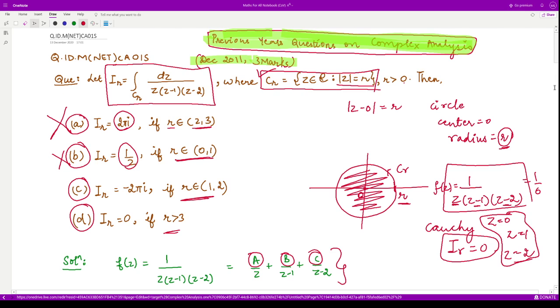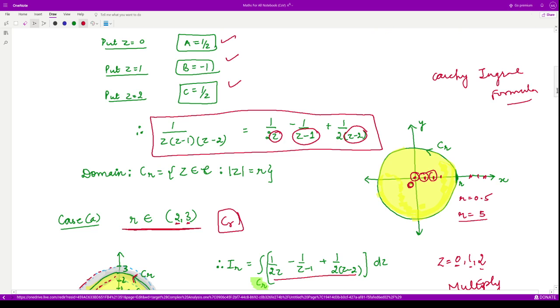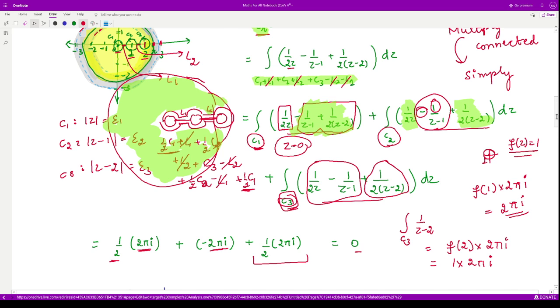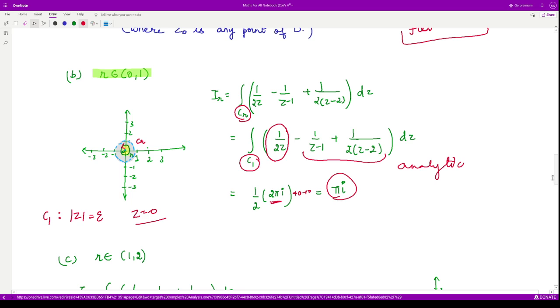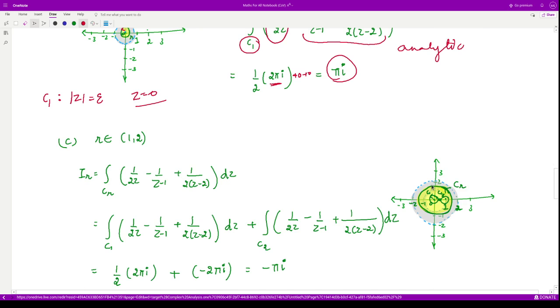So let us move on to the third part. The third part says that our R is in the region 1 to 2. So in this gray portion, R could vary. I have assumed R to be some random boundary, this one, right? So in the yellow portion, this is our domain. In our domain, you can clearly see that out of the points z equal to 0, 1 and 2, we only have points z equal to 0 and z equal to 1 inside this yellow region D.